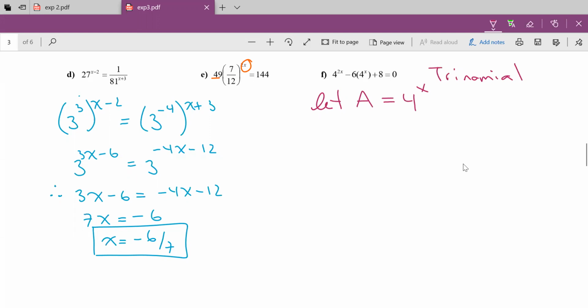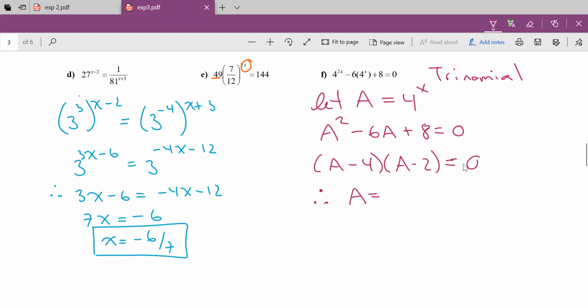Let's do this. Okay, what just happened? He said, let a be equal to 4 to the exponent x. Why did he do that? Well, look at what we have now. A squared minus 6a plus 8 is equal to 0. I didn't change what it's equal to. I changed how it looks, right? I just dressed it up. That's all I did. Well, what do we do with trinomials? We factor those bad boys. We use the zero product property. We solve those bad boys.